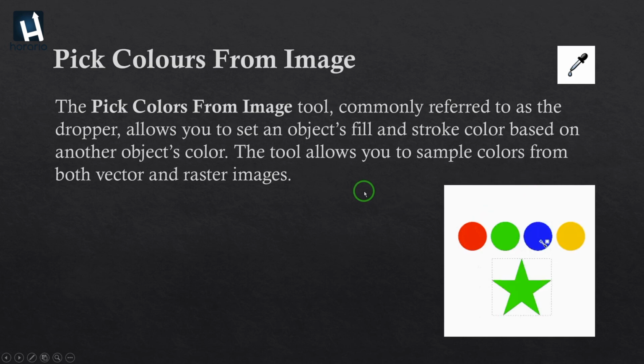The next tool is our dropper tool, pick color from image. The pick colors from image tool, commonly referred to as the dropper, allows you to set an object's fill and stroke color based on another object color. This tool allows you to sample colors from both vector and raster images.